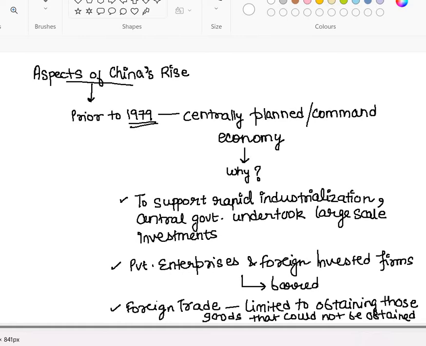Here, the central government of China took large scale investments to raise the economic progress of China. Private enterprises and foreign invested firms were restricted, they were barred. The central government's control was much higher. Foreign trade was also limited to obtaining those goods that could not be obtained in China. सिर्फ वही गुड्स बाहर से ऑब्टेन किए जाते थे जो चाइना में अंदर से नहीं बनते हैं. So foreign trade was limited, private enterprises were limited.